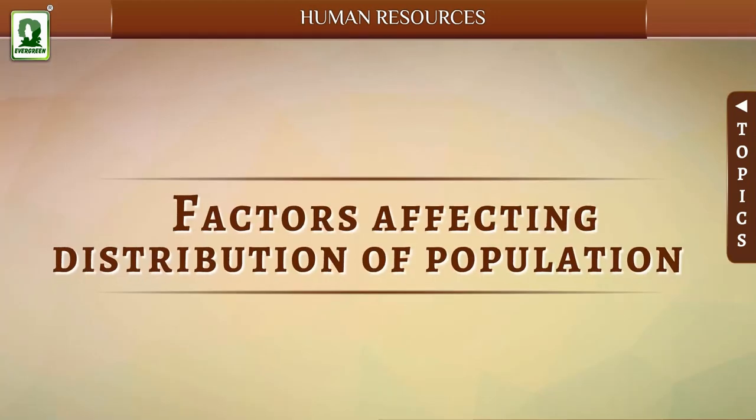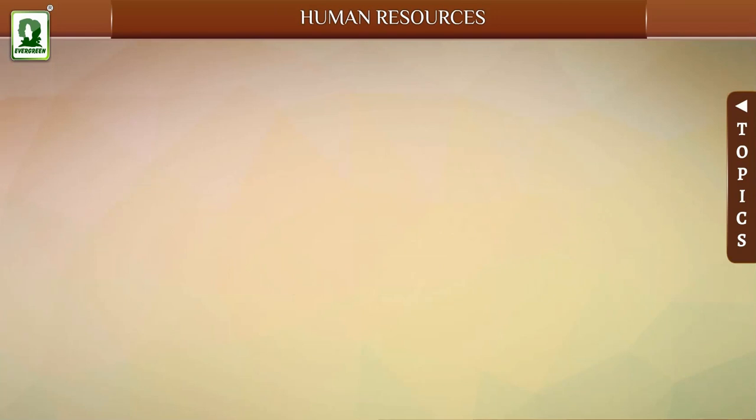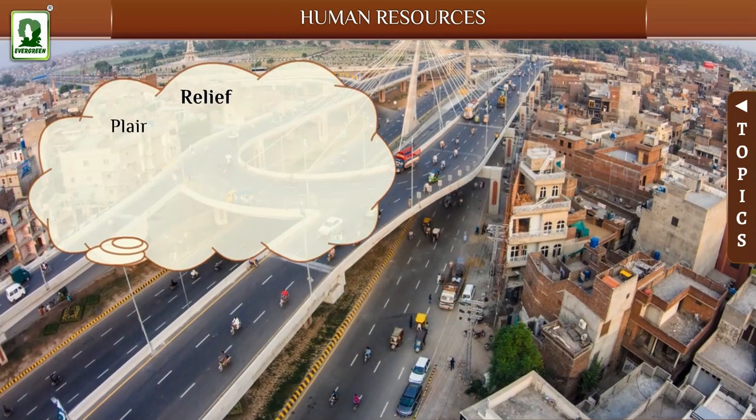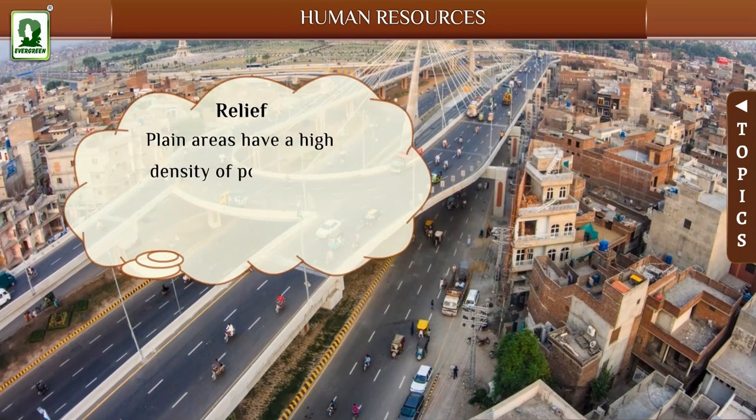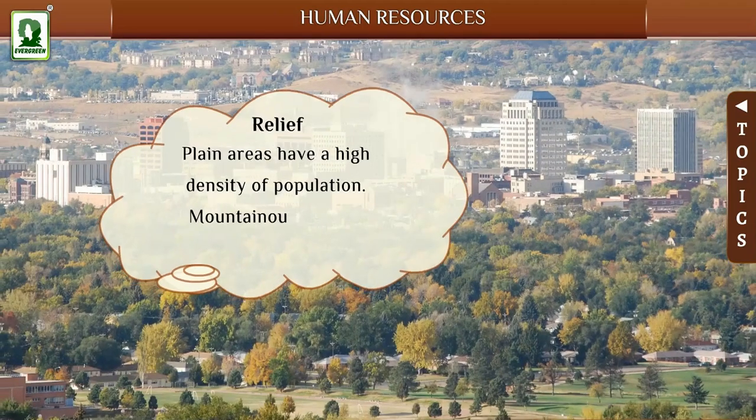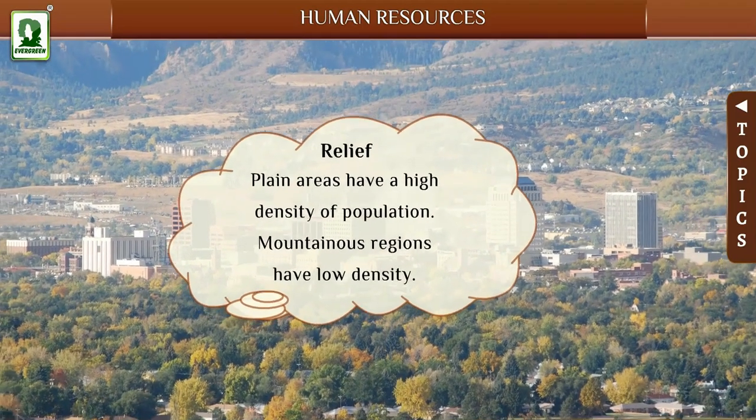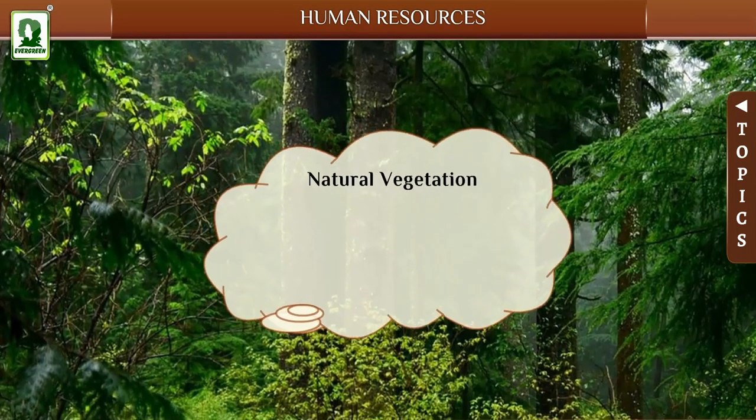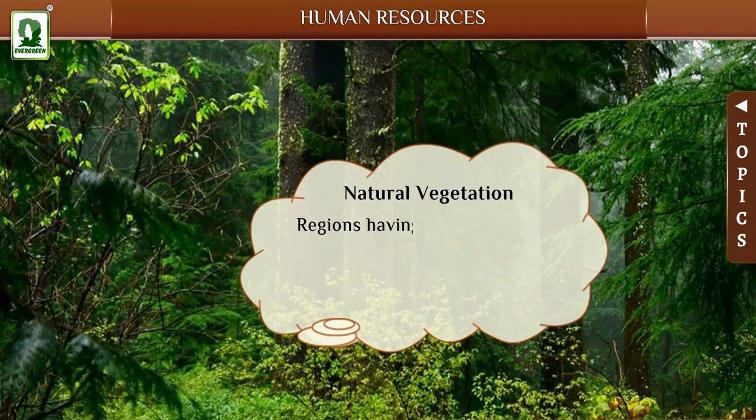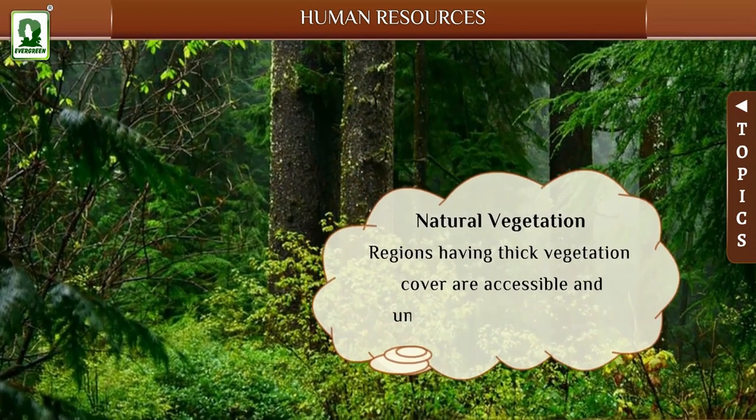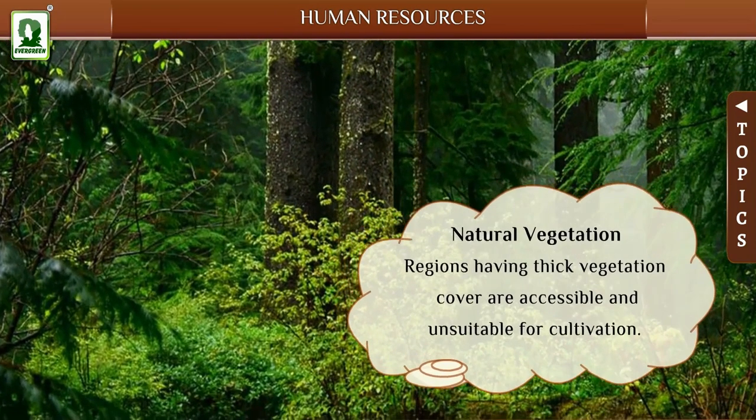Factors affecting distribution of population. Physical factors. Relief. Plain areas have a high density of population. Mountainous regions have low density. Natural vegetation. Regions having thick vegetation cover are inaccessible and unsuitable for cultivation.